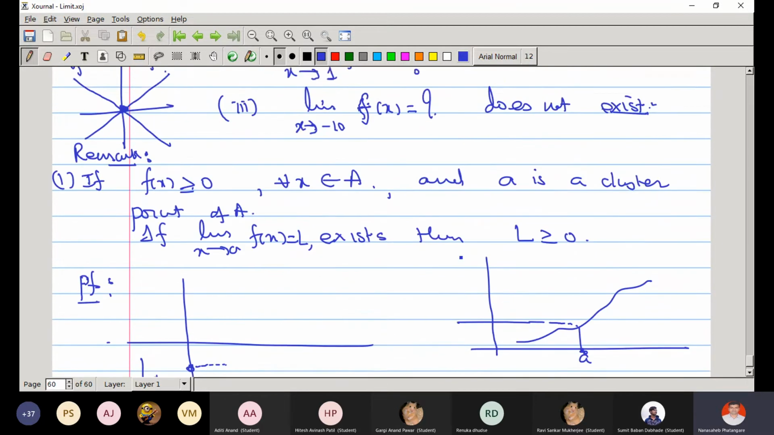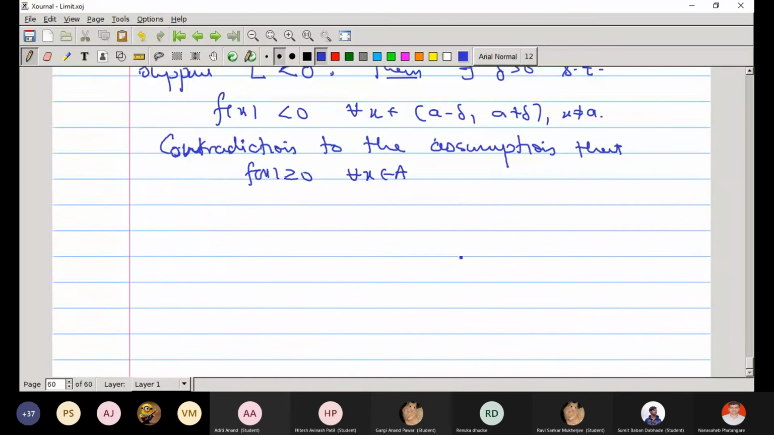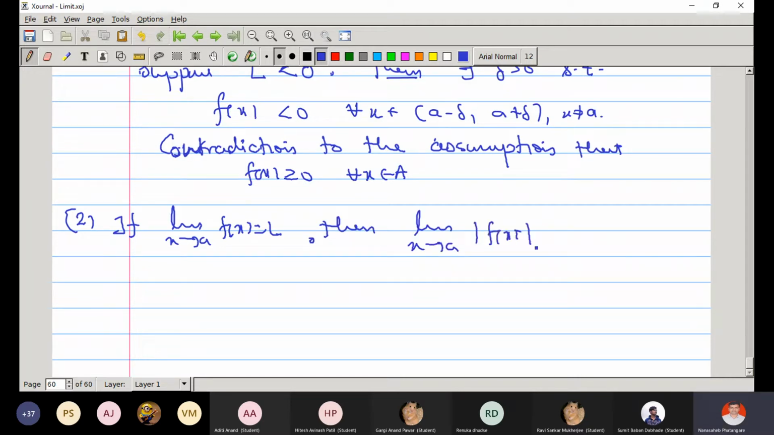Right? So this is a simple proof. So if the limit as x tends to a of f(x) is equal to L, then the limit as x tends to a of the absolute value of f(x) is the absolute value of L. This is true. Right?